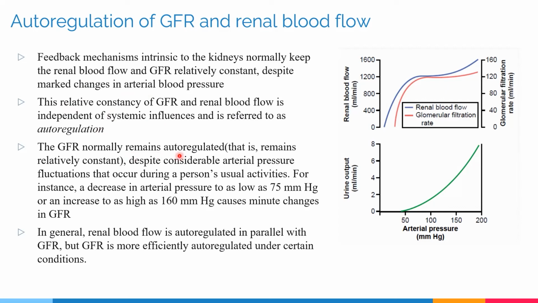GFR normally remains autoregulated, that is relatively constant, despite considerable changes in arterial pressure due to a person's usual activities. For instance, a decrease in arterial pressure to as low as 75 millimeters of mercury or as high as 160 millimeters of mercury causes minute changes in GFR. In general, renal blood flow is autoregulated in parallel with GFR, but GFR is the parameter that is more efficiently autoregulated under certain conditions.